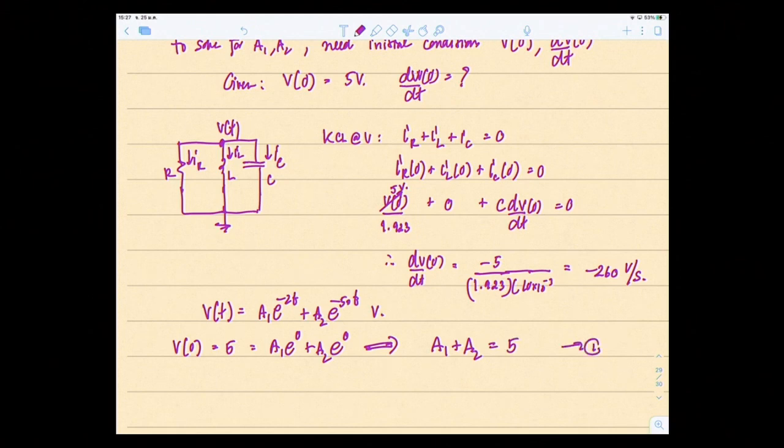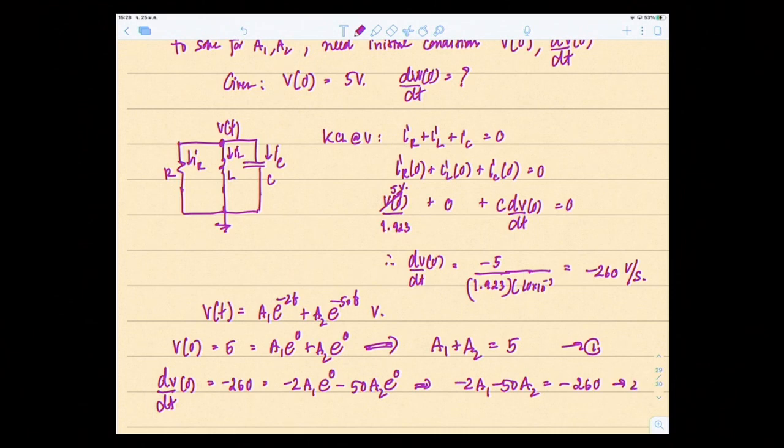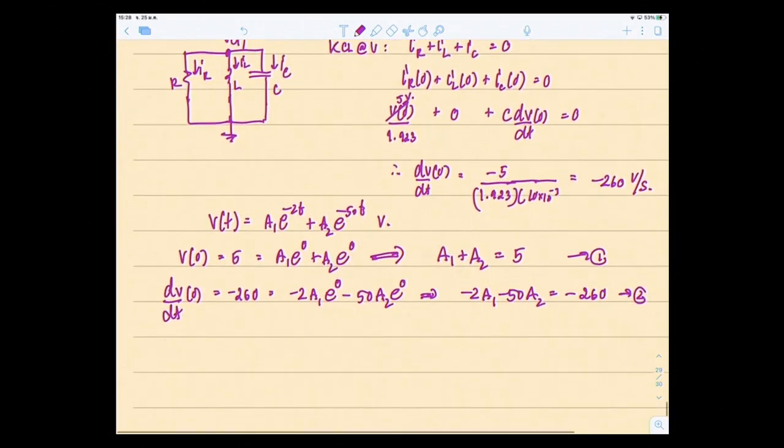The second one is dV/dt at 0 equal to minus 260. Then you have to differentiate V of t, correct? So it becomes minus 2 A1 e to the 0, minus 50 A2 e to the 0. So you get minus 2A1 minus 50A2 equal to minus 260. This is your second equation.